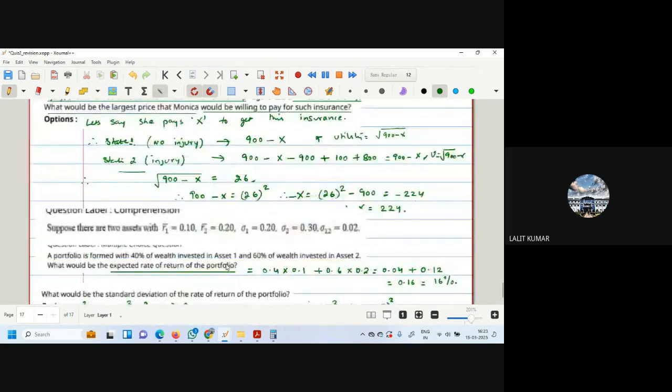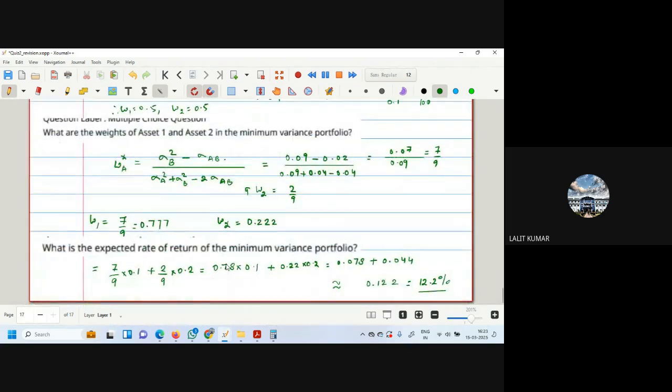Okay, I think with this we can call it off. It has become slightly lengthy. You try to solve these 4-5 questions; they are easy. In case you find any difficulty, you can post on WhatsApp and I'll solve it.